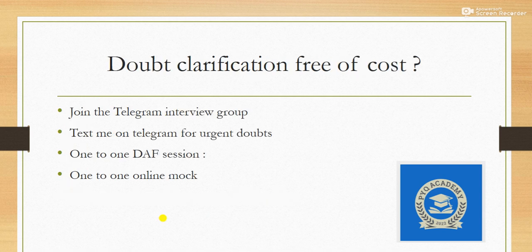Now, doubt clarification free of cost. Yes, I'm there. Why am I doing this? Because I'm totally free, and I think that my joining will come very late. I will be joining CRPF, so CRPF joining will come next year. So I'm having a lot of free time. So I decided to help some of our friends, juniors, to clear their examination, because this is someone's dream, and it feels good when you help somebody. So that's why I'm helping, and I'm not charging anything.